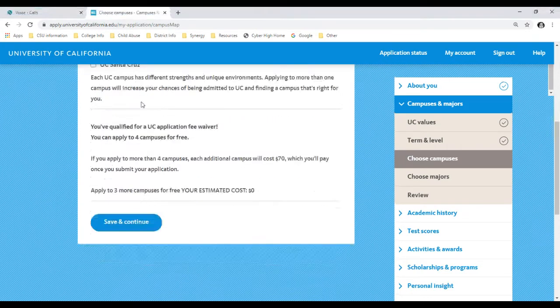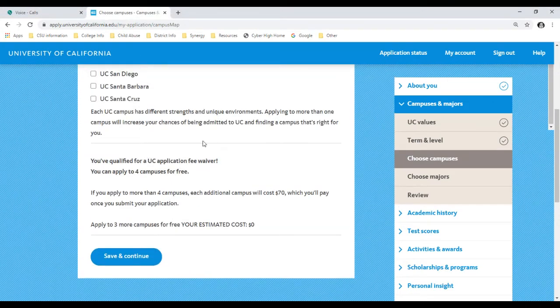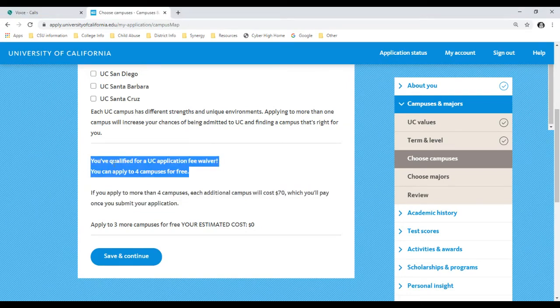So right here, remember I was telling you that I put the amount. Down here, it tells me that you're qualified for a UC application fee waiver. You can apply to 4 campuses for free. So if after you put that information, it says right here that you qualify, you have 4 applications for free. Now, if you think you made a mistake and you need to go back and fix that, for example, you put that there was only 2 people in your family, and in fact, you have 4 people or a different number in your family, then you can go back and fix that amount so that it reflects correctly, because this is very important.